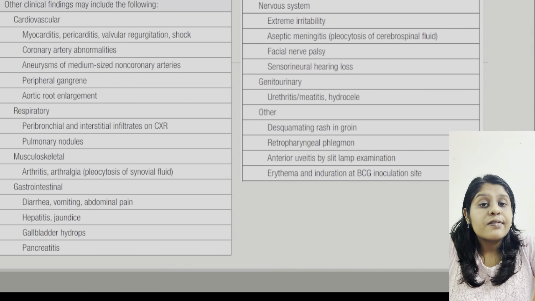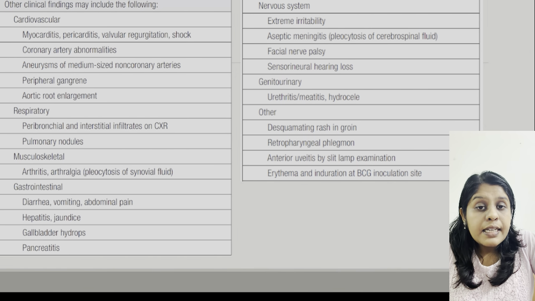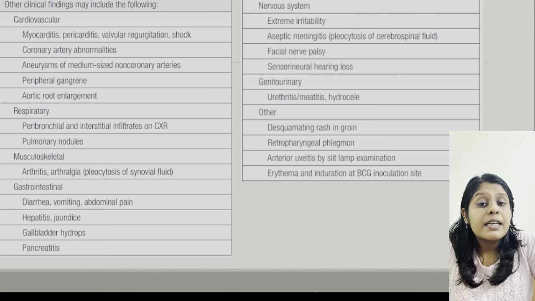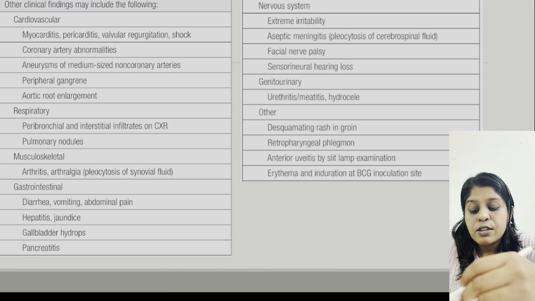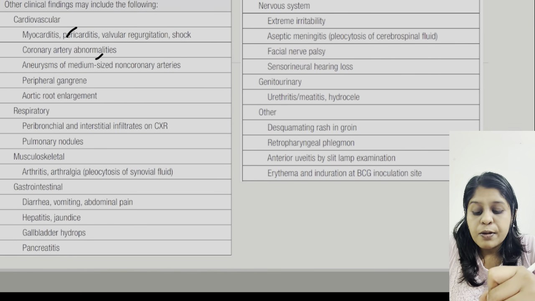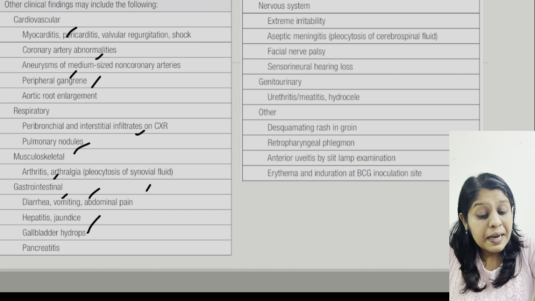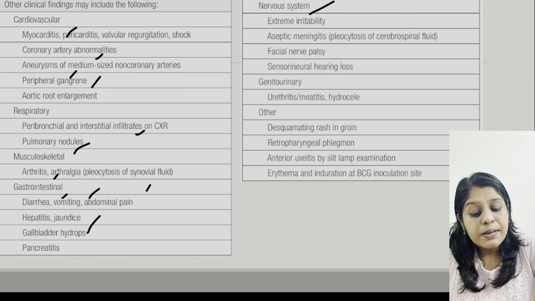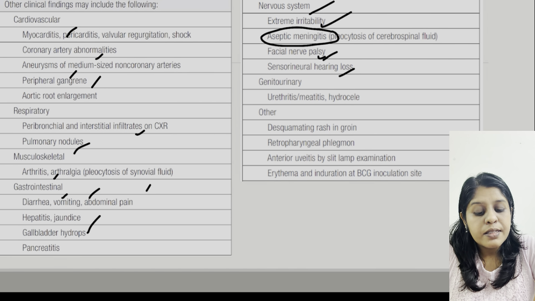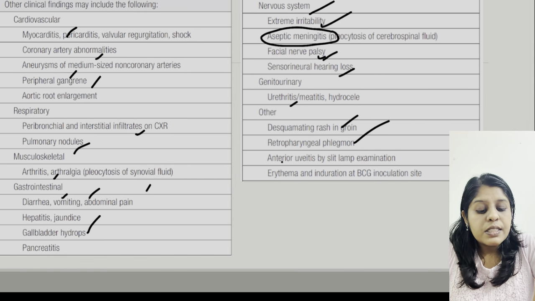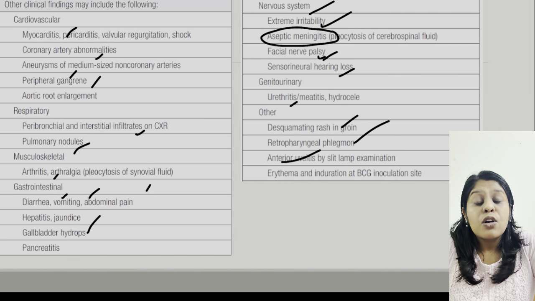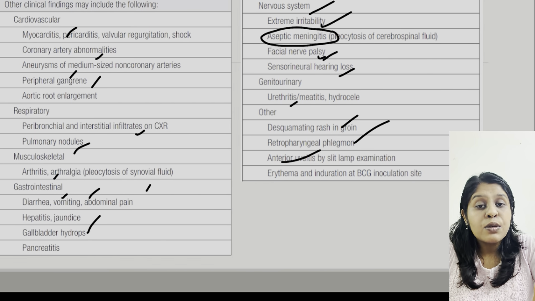So coming to other clinical features, as we have read, KD will not just affect the coronary artery, it will affect any medium vessel artery. So it can cause myocarditis, coronary abnormality, aneurysm, gangrene. Respiratory: it can cause infiltrates in X-ray, pulmonary nodules, arthritis, diarrhea, vomiting, abdomen pain, hepatitis, pancreatitis. In the nervous system, it can cause irritability, aseptic meningitis, facial nerve palsy, sensorineural hearing loss, urethritis, rashes in the groin, retropharyngeal phlegmon, anterior uveitis. So all these are complications of Kawasaki disease which we have to look for.